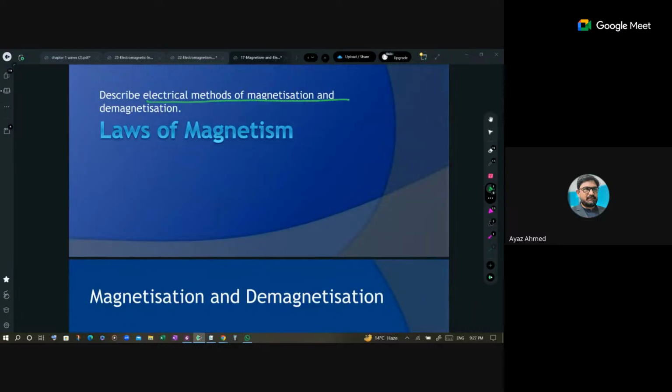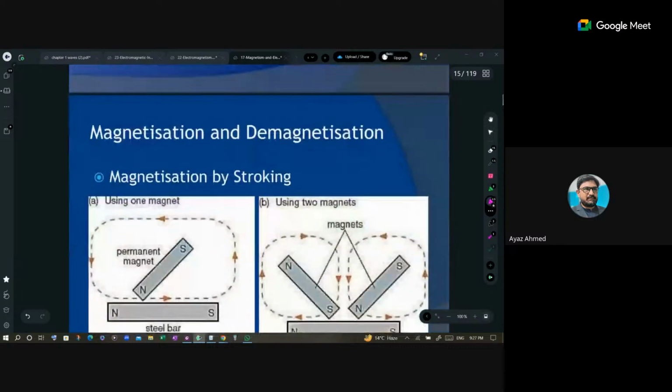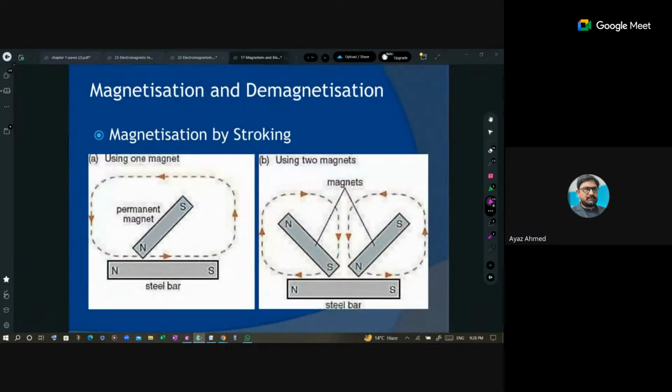Here we are describing the methods of magnetization and demagnetization. There are two main methods described in this slide. Magnetization and demagnetization by the stroking method. The stroking method is very common.